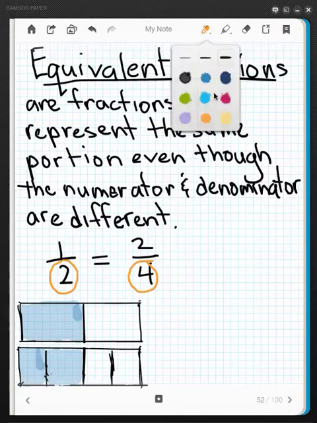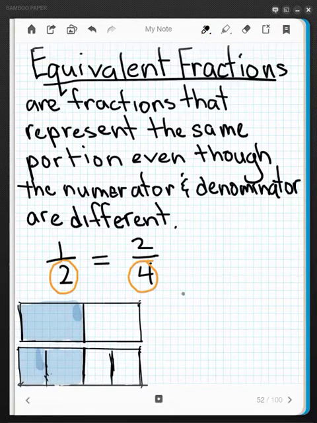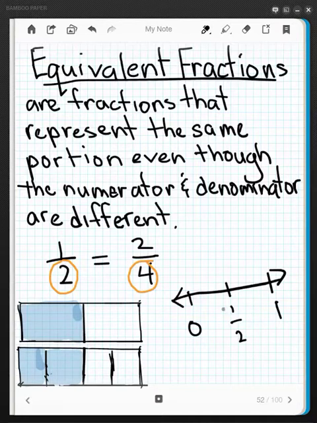I could also visualize it on a number line. If I want to do a quick little number line here and I say, okay, well here's 0 and here's 1, and I'm going to break this into half right here, right? There's half. And then another thing I could do, I could break each of these into halves. And now what you see is that I have quarters. There's 1 quarter, 2 quarters, 3 quarters, 4 quarters.